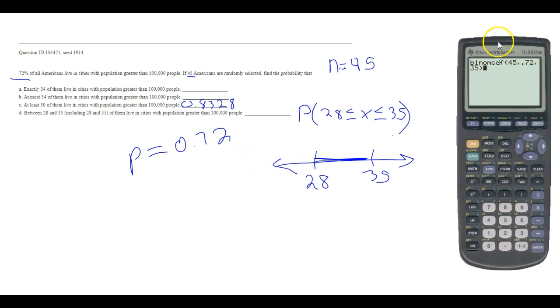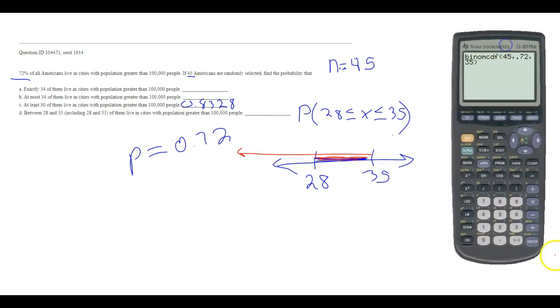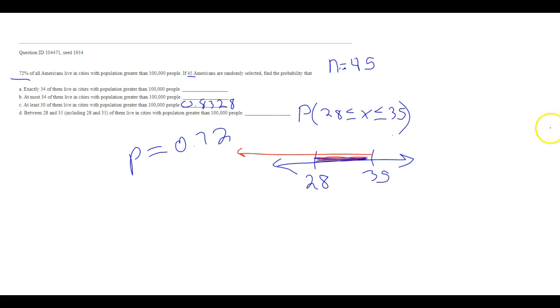However, I don't want everything below 28. Let me move my work out of the way, and let me get a different color pen here. So again, when I put in that, it's going to give me everything till I get to 0. I don't want all of that. I just want this part right here. So what I need to do is find that probability that we just found here. So let me go ahead and enter it. And I get 0.8489.